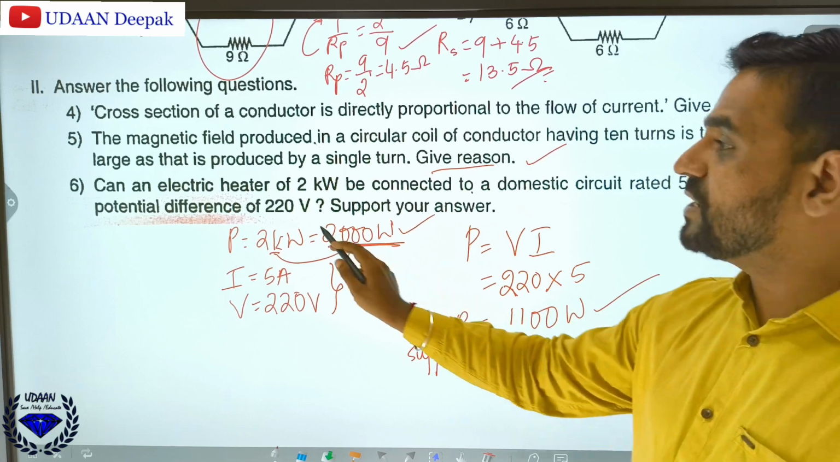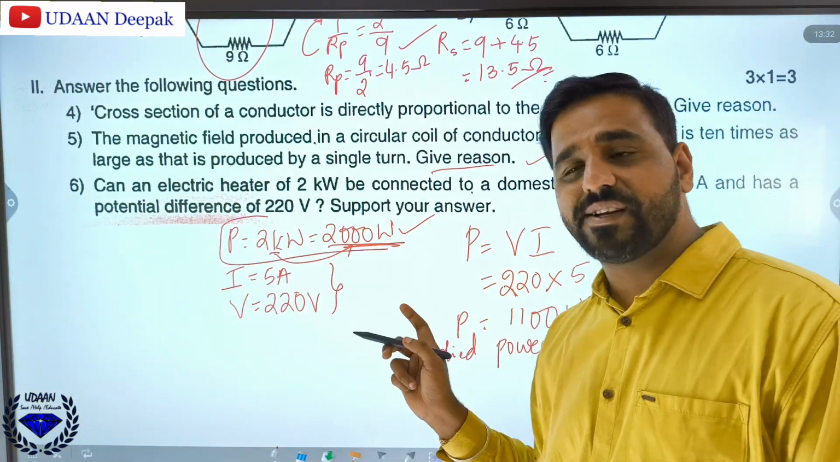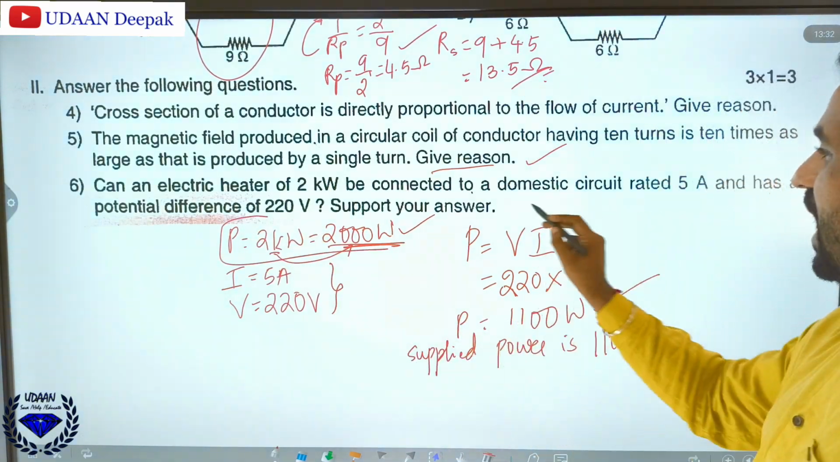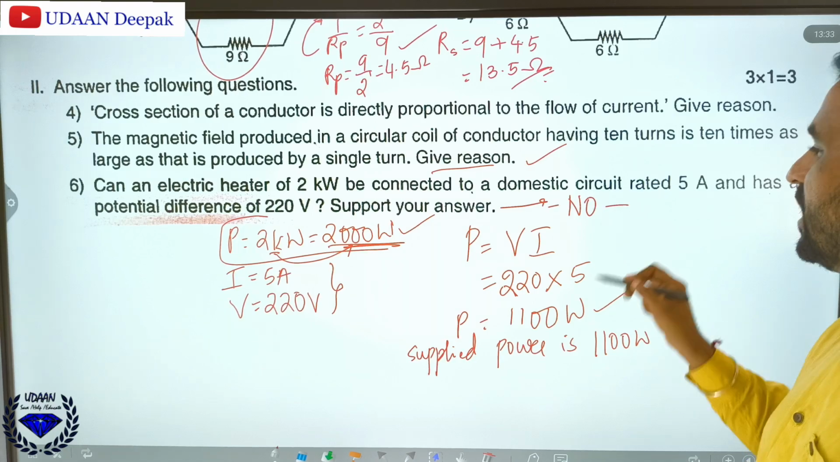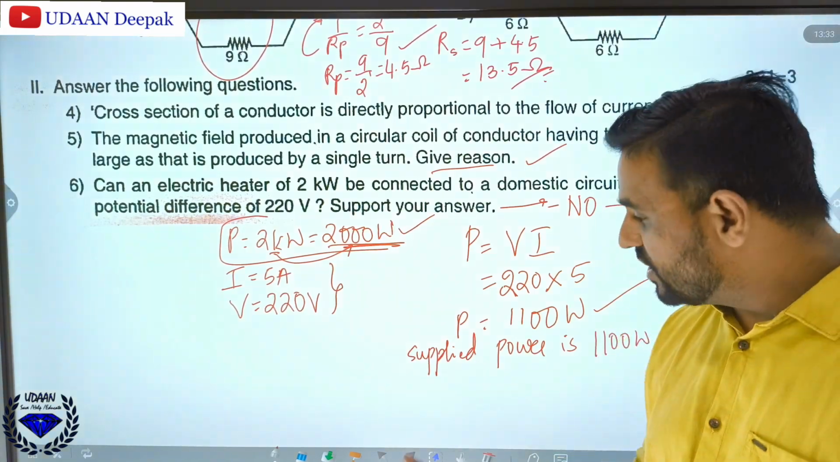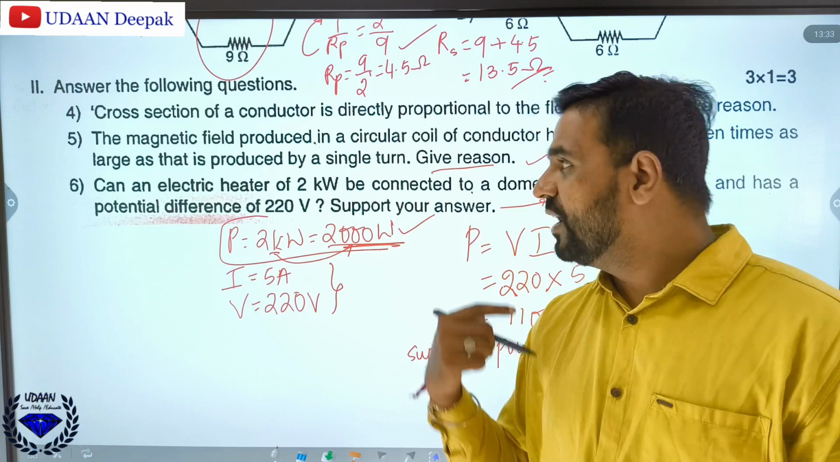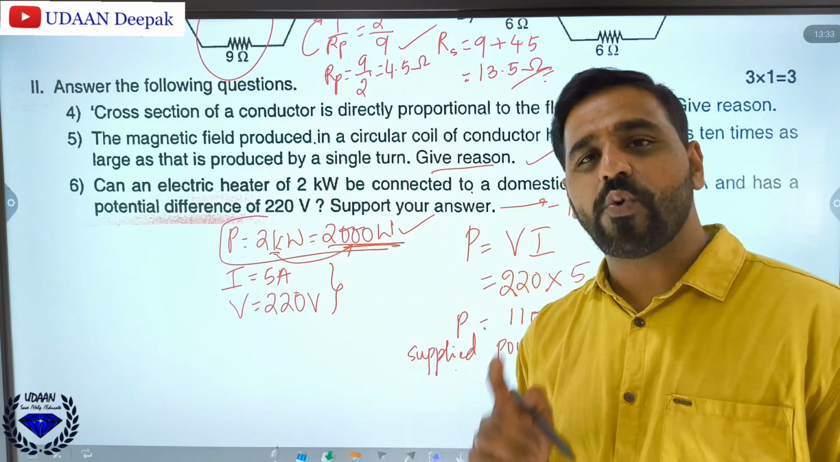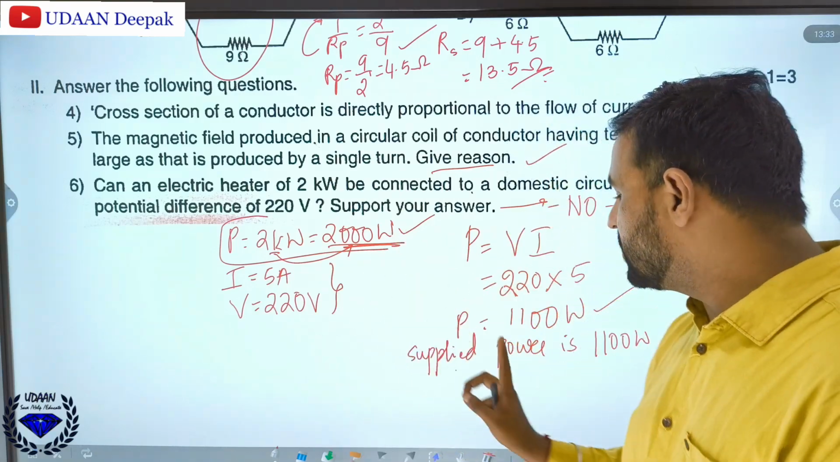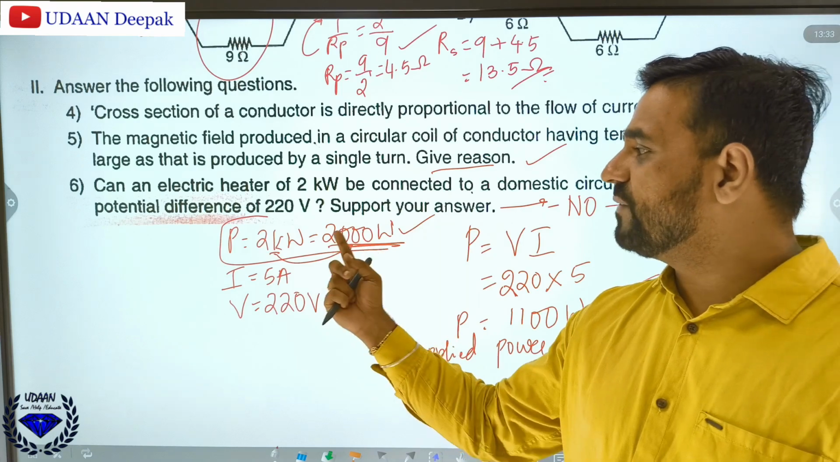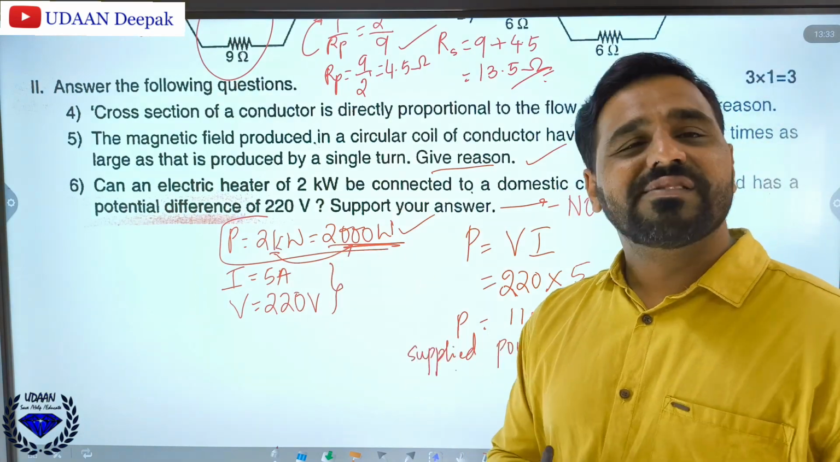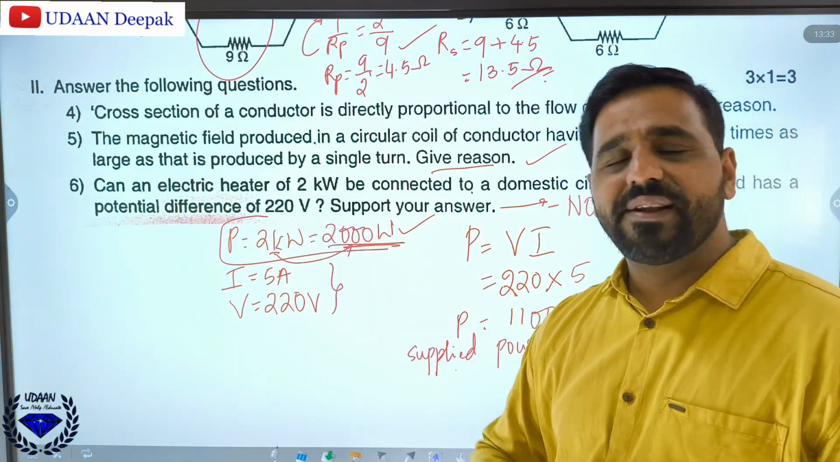Okay, this is the supply, but can we connect this 2000 watt to this 1100? Not possible. The answer is what? No. Can you connect? No, you cannot connect this because the supplied power is less than the power which is required to connect the electric heater. So the right answer is what? No. The answer is because the supplied power is less than that of the electric heater required, that is 2 kilowatt.